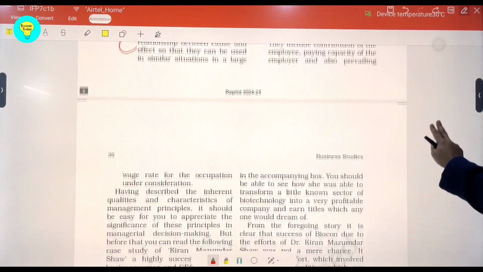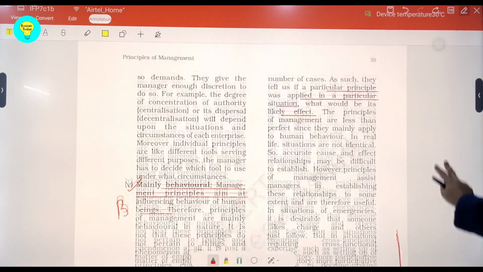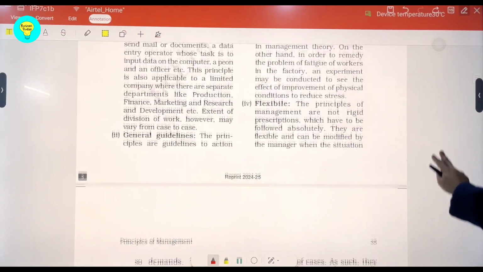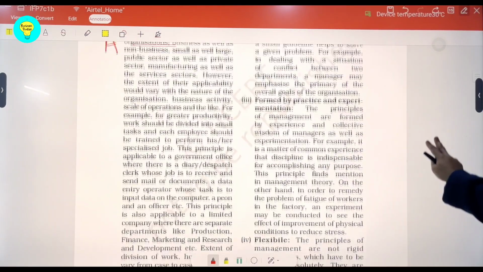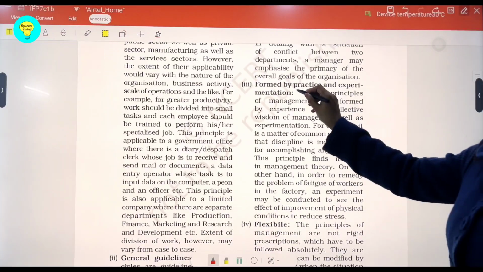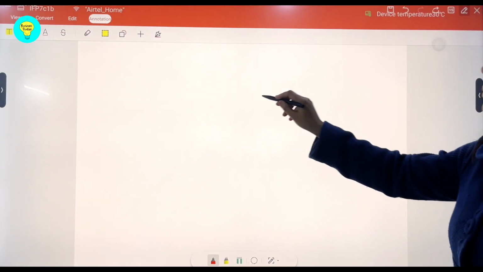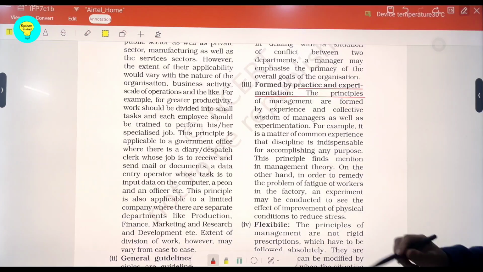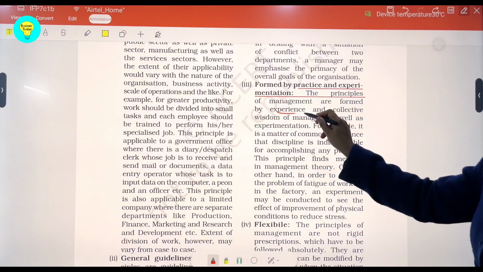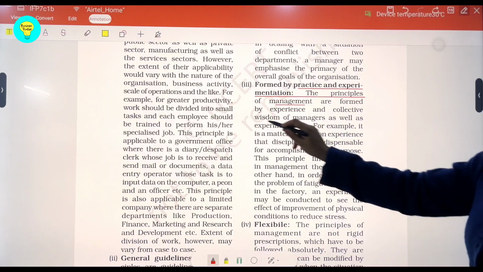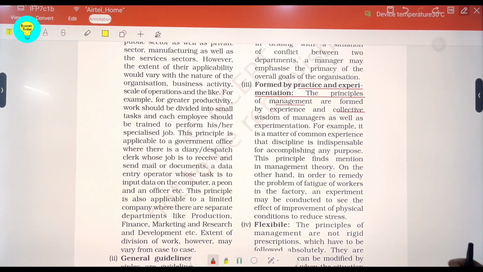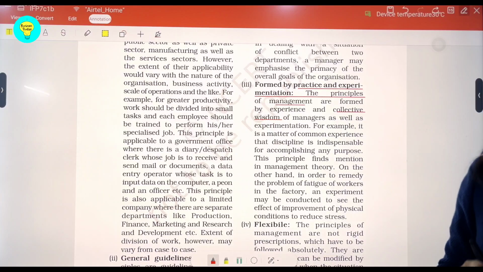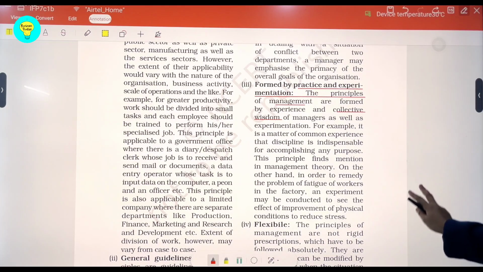With experimentations, we mean that the managers must exercise due diligence through their observations and practices in order to implement these principles in a better manner. So out of their experience and the collective wisdom, the applicability of these principles can be handled by a particular manager.